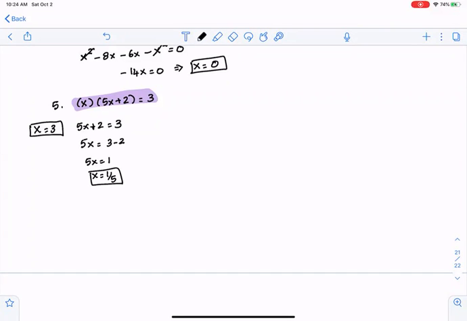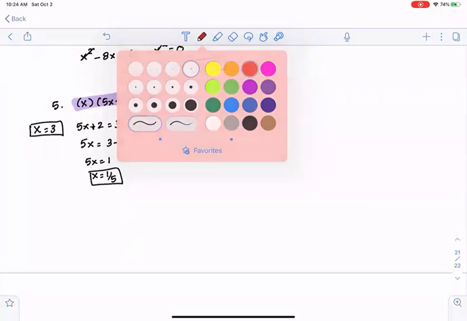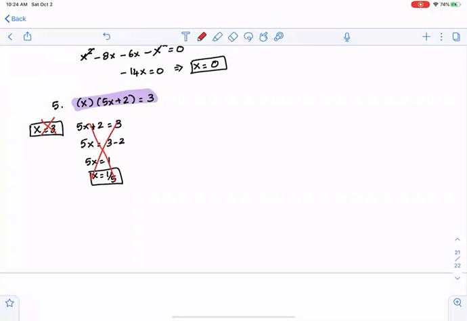Now, this happens because anytime we have factors, we set each factor equal to 0 and we solve. In this case, instead of 0, we have 3. So we are setting each factor equal to 3. This is absolutely incorrect. The right-hand side must always be 0. Nothing else would work. It has to be 0.